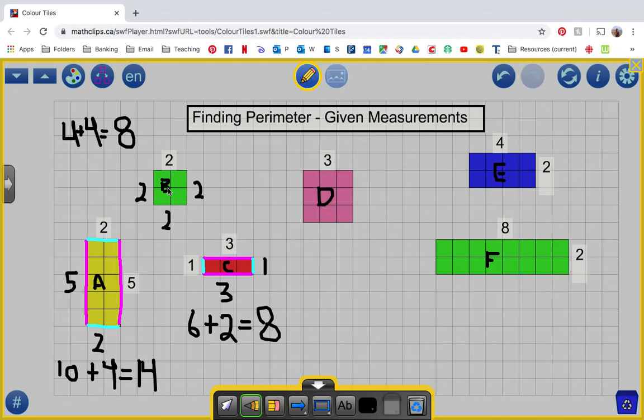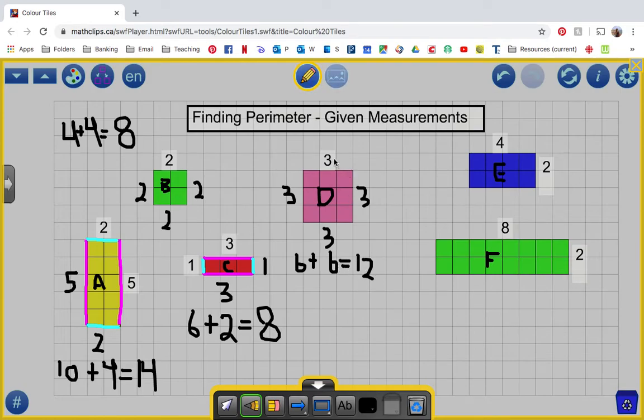So same idea as shape B. We can safely assume that all sides are going to be equal. So they're all going to equal 3. And we can always use our checking and making sure afterwards. So let's do a check with shape D. So I would do 3 plus 3, which is 6, plus 3 plus 3, which is 6, giving me my total of 12.